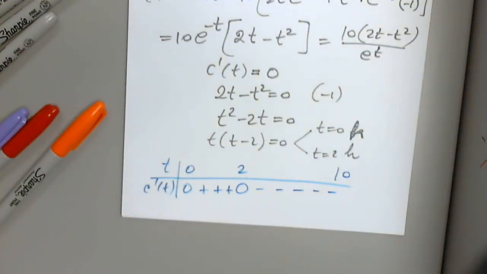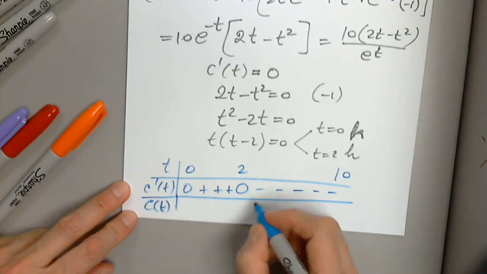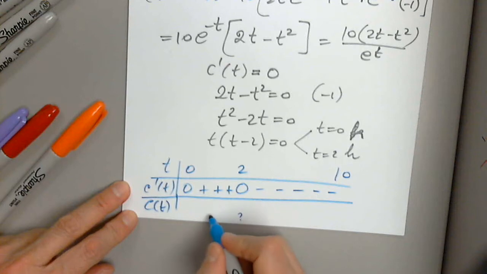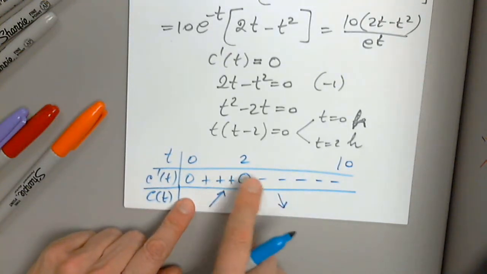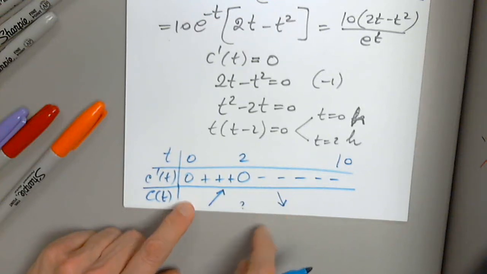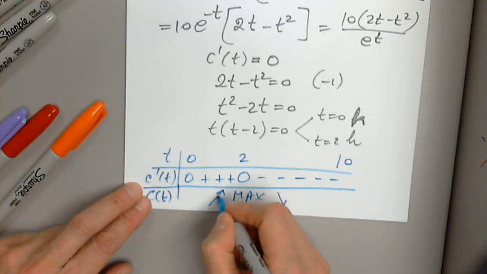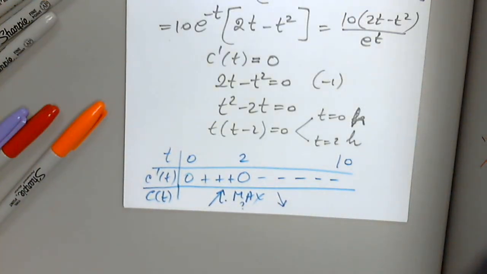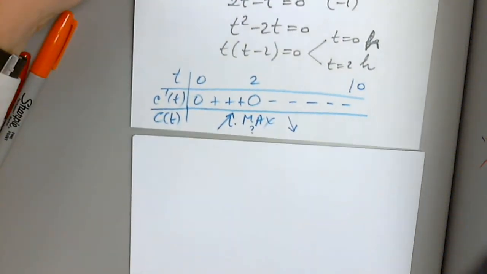So obviously, what happens at this point? What happens here? It's a maximum. Why? Because the derivative is increasing and then decreasing. So this is definitely a local max. So in order to answer the question, find the maximum value of the concentration and the time it occurs, we found when it occurs. How long after we take the medication?